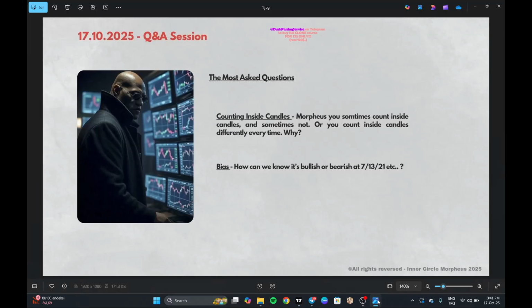So based on the question, this is how I calibrate my bias based on these numbers, if I need to be bullish or bearish, vice versa.